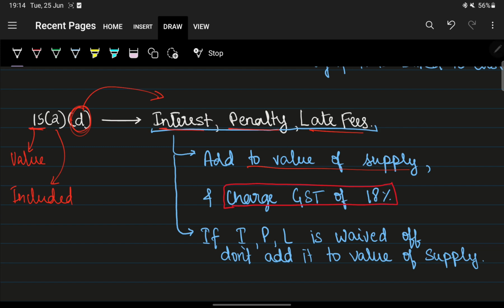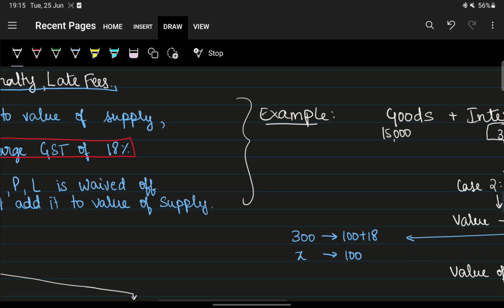Now, there's a fixed GST rate of 18%. You will charge 18%. And in case the interest, penalty and late fees are waived off, where the supplier tells you no need to pay them, then no need to charge GST. But if the supplier is charging interest, late fee or penalty, then you will have to add it to the value of supply. If it is waived off, no need to add. Next we'll see an example.